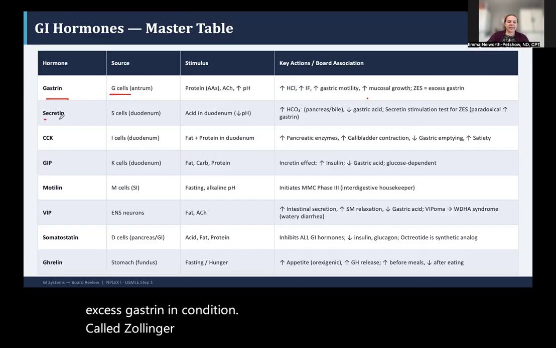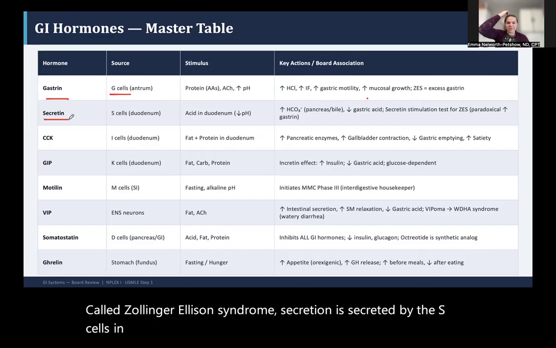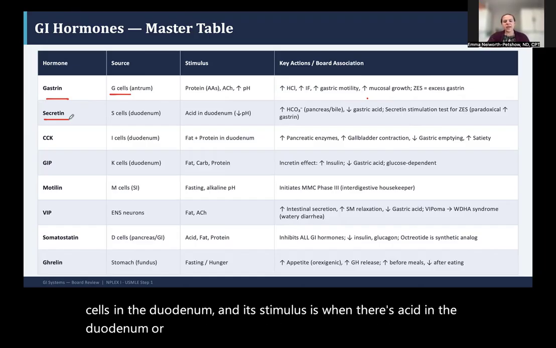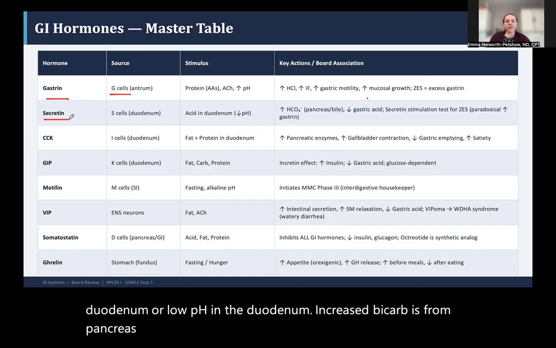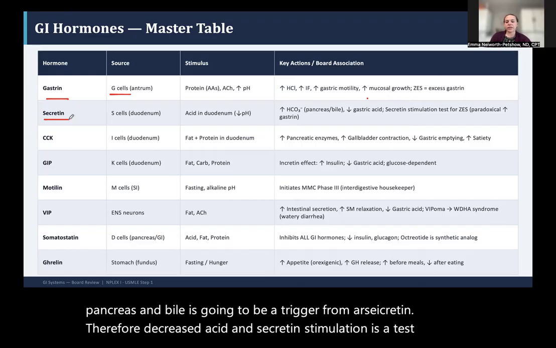Secretin is secreted by the S cells in the duodenum, and its stimulus is acid, or low pH, in the duodenum. It causes increased bicarb from the pancreas and bile, therefore decreased acid. And secretin stimulation is a test that can be done for Zollinger-Ellison syndrome.